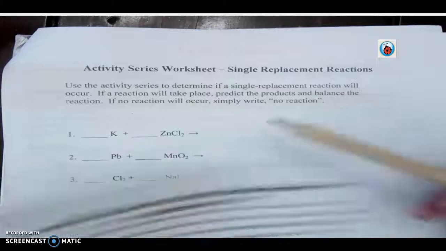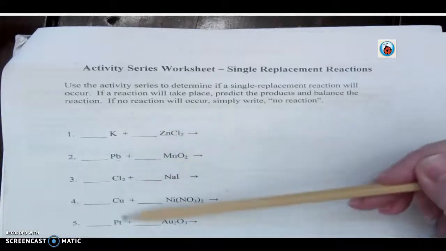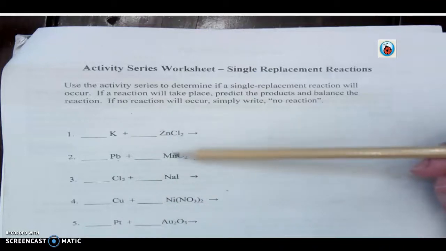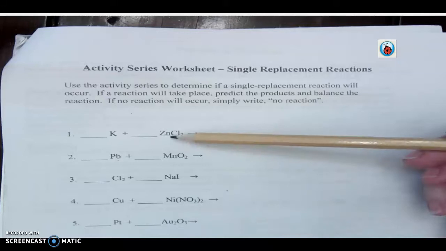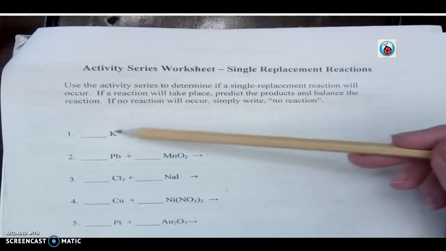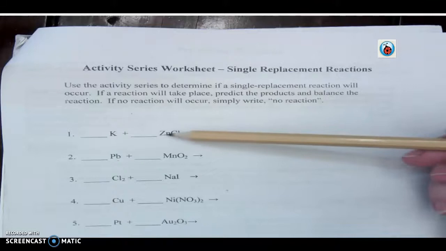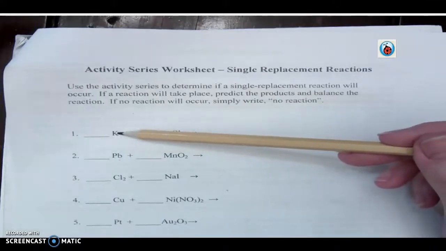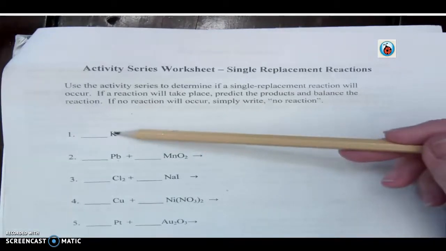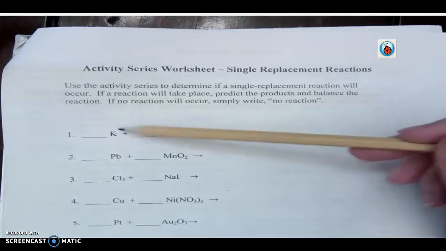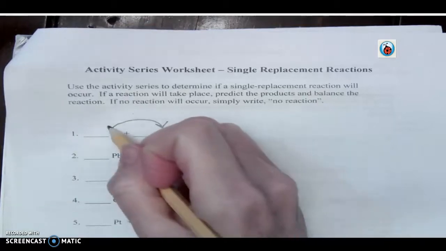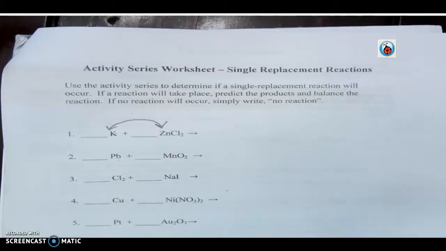These are all single replacement, and if you look down the sheet here, there's a single element that's going to replace one of the other elements in this compound over here. Okay, so we have to figure out if this guy is going to replace one of these. How do we know? Well, here's potassium. Potassium is a metal. Metals cannot switch places with nonmetals. They can only switch places with other metals.